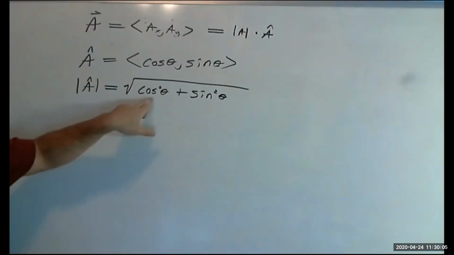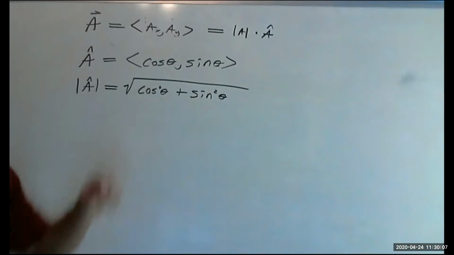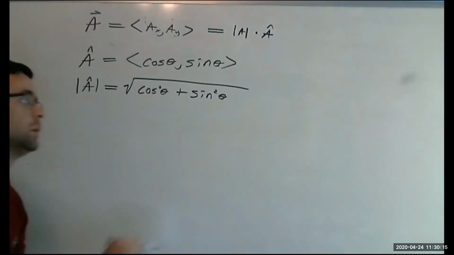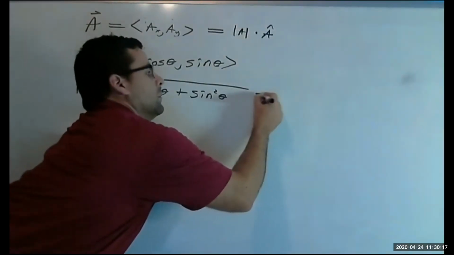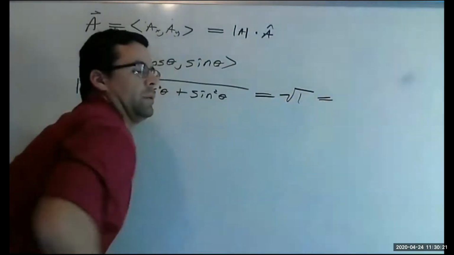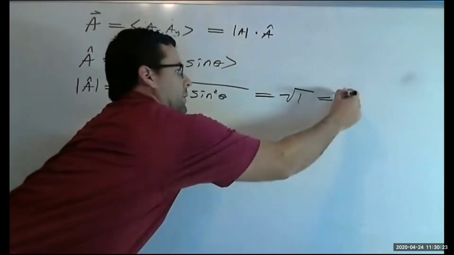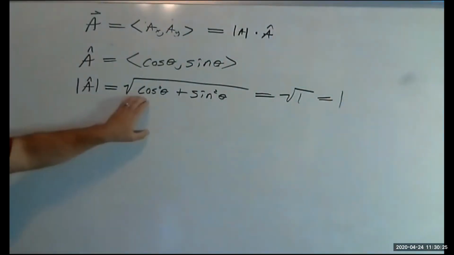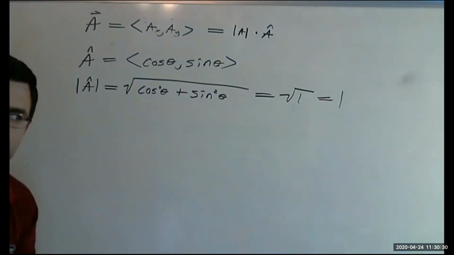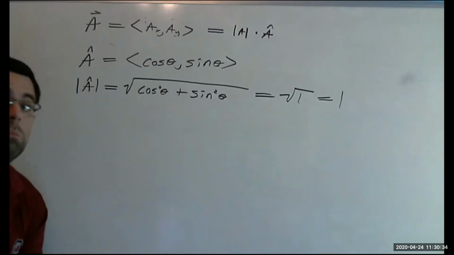What is cosine squared plus sine squared? One. And what is the square root of 1? 1. Very good. Yeah, so this is our Pythagorean identity that we talked about the last 2 sections. So it pops back up.